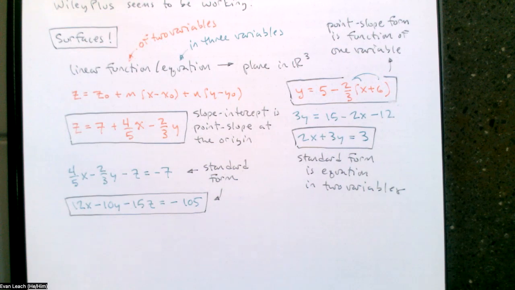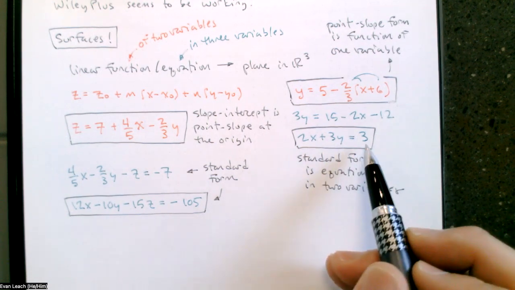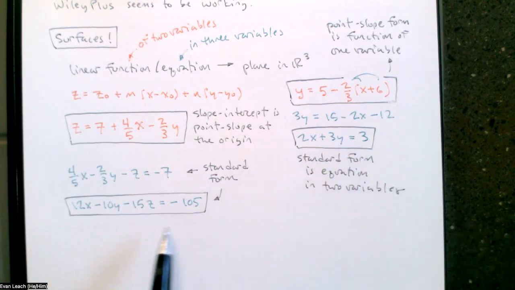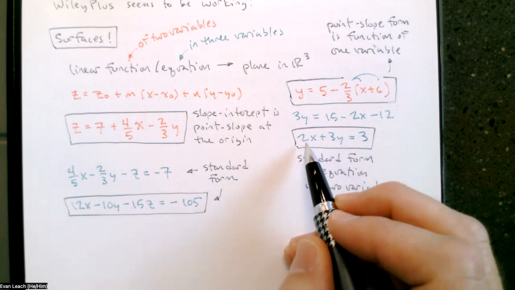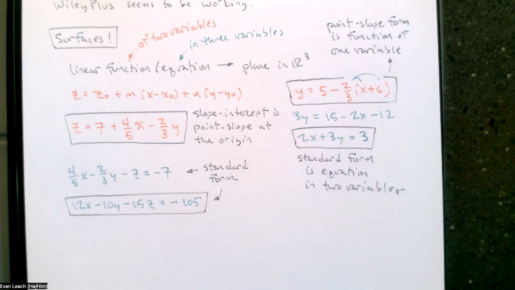Now, when we look at the standard form, 2x plus 3y equals 3, or 12x minus 10y minus 15z equals -105, we don't see those numbers in that description. They don't jump out at us, obviously. So we want to today look at what the 2 and the 3 are telling us. So what do the coefficients in the standard form tell us about our line or our plane?